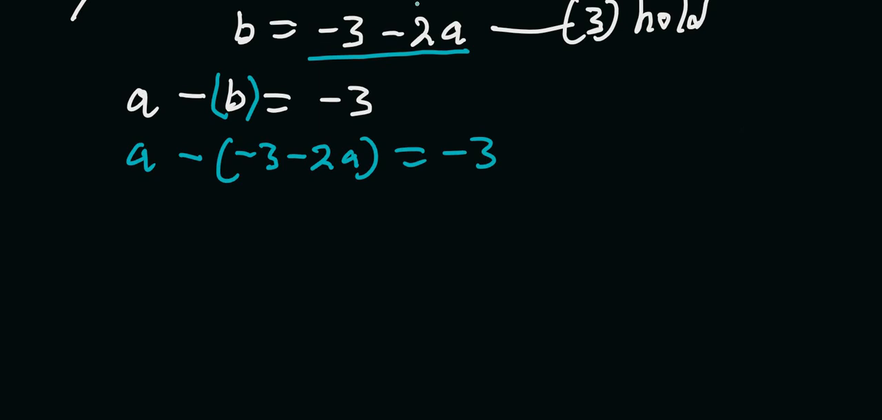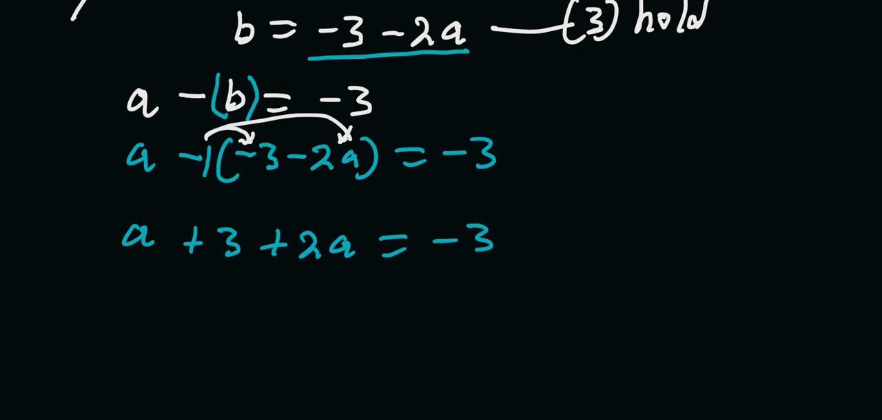So now, this negative we have before the parentheses is like -1. Okay? So we are going to distribute that into this and also into -2a. So now we have a already. So -1 times -3 is +3. And -1 times -2a will give us +2a. And that is equal to -3.